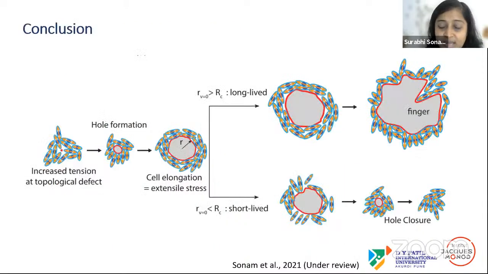So can we go to the next slide? I would just like to conclude here very quickly that there is an increase in tension in the tissue because of the topological organization, as I was discussing earlier, and that could lead to the hole formation, which eventually is elongated because of the extensile stress present in the tissue due to the surface and the cell interaction. That could lead to two different kinds of hole formation: one is a long-lived hole, another is a short-lived hole. Some of these long-lived and short-lived holes can eventually close, and in some cases they tend to form only fingers, and then they stay just like that.